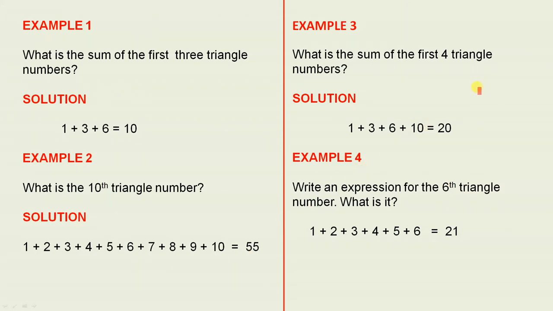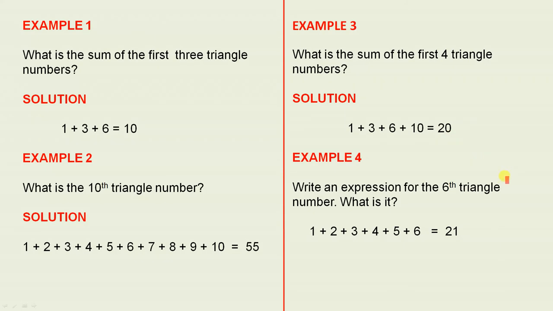What is the sum of the first 4 triangle numbers? The sum of the first 4 triangle numbers is 1 plus 3 plus 6 plus 10. And that gives you 20. So they're the first 4 triangle numbers, and their sum gives you 20.